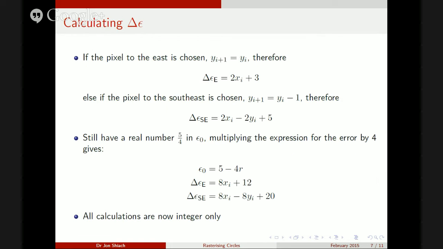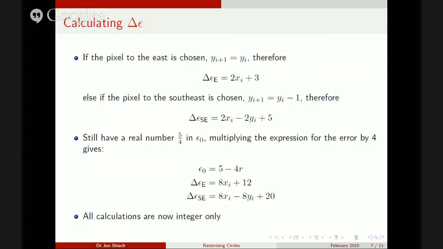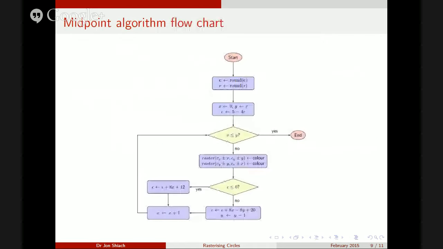Probably because I've made an error. Yeah, I made a typo. That should be 20 there, because we're multiplying 5 by 4. Yeah, it should be 20. Sorry about that. Have I made the same error here? Oh no, it's right on this one. Don't know why. Sorry. You notice it is just add 20 there.